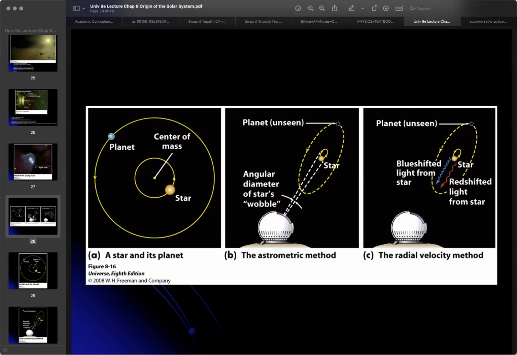The other one is the radial velocity method. Again, if the star is wobbling, its velocity is sometimes moving towards us, sometimes moving away from us, and we can figure that out by measuring the Doppler shift in its light.